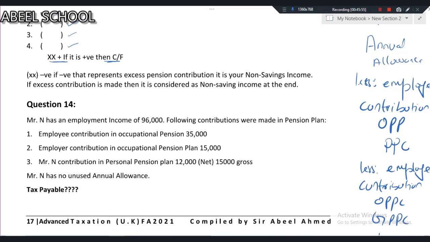Okay, if someone has contributed, let's say, more than the 40,000 and does not have any previous unused limit, then the additional contribution is treated as an annual allowance charge, and on that annual allowance charge, you have to pay tax.